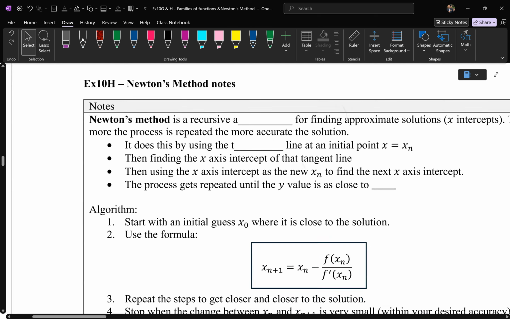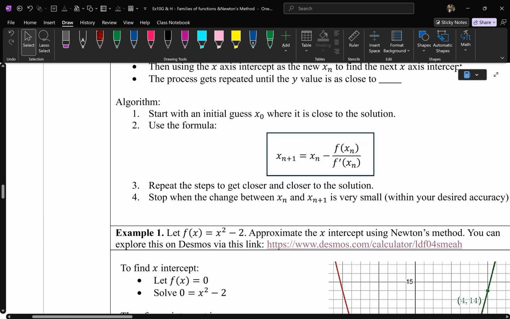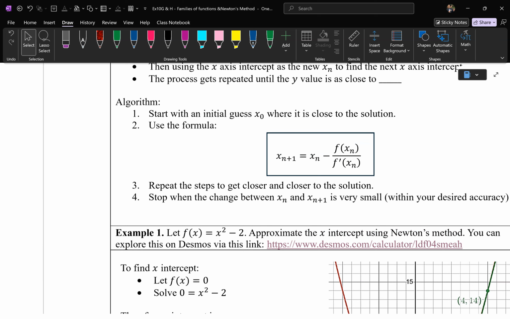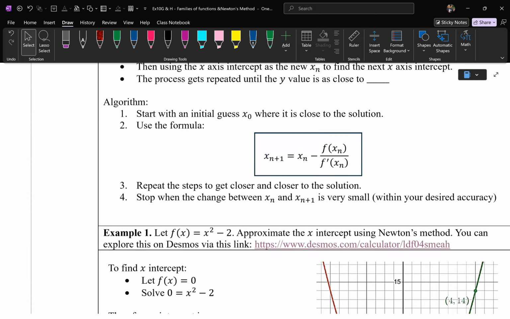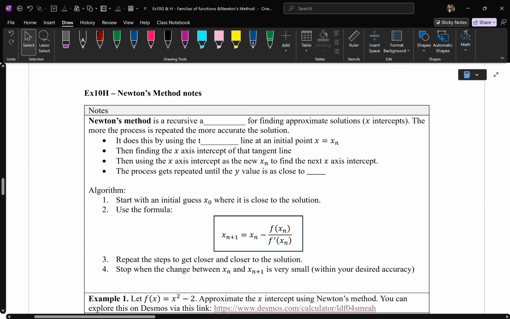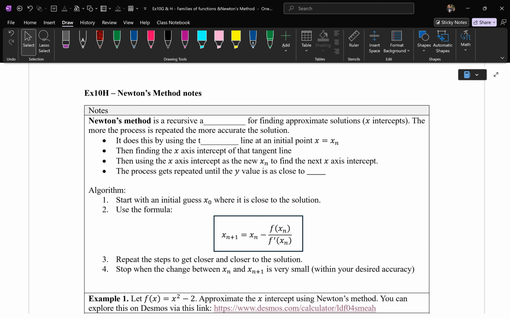On your sheet, there is a Desmos one that I created. You can type that into your web browser just to explore, but I'm going to do it with you. Otherwise, if you go into the document on OneNote, you can also click on the link yourself. But this is what Newton's method is. There's a formula. That one is usually in the end of year exam formula sheet as well, but it's worthwhile you knowing what that is.